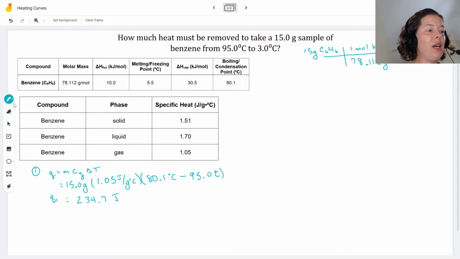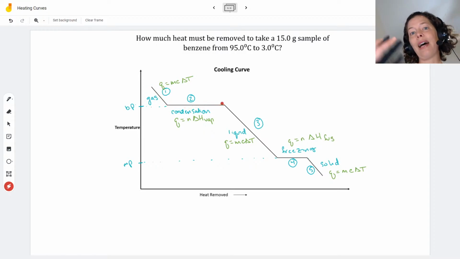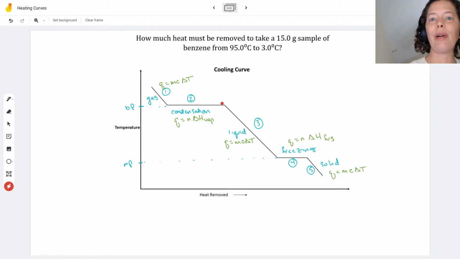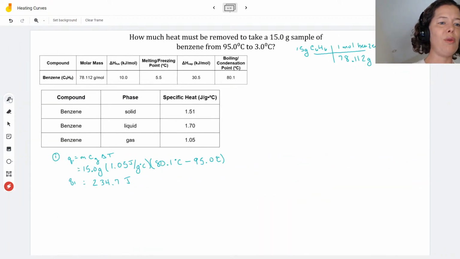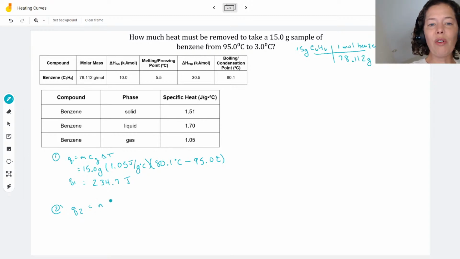Okay, so we took our hot gas and we brought it down to the condensation point. So let's go back to the heating curve just so we know where we are. So we've done this small section here. Now we need to condense this gas from a gas to a liquid. So this is our Q2. So our second step, our Q2. This is a phase change, so we're not going to use MC delta T. We're going to use the number of moles times the heat of vaporization.